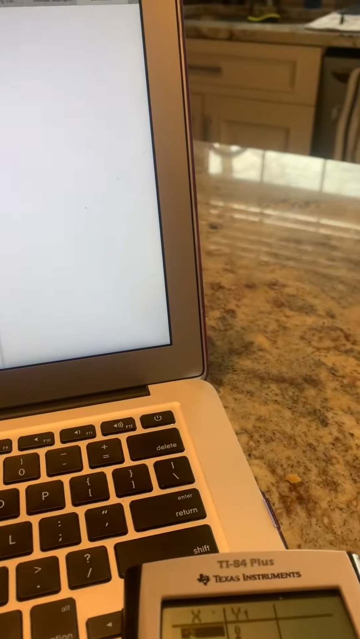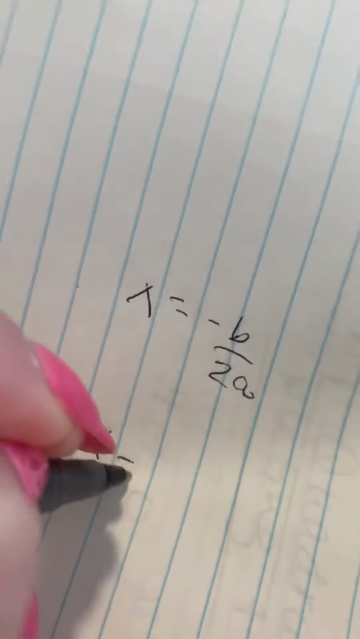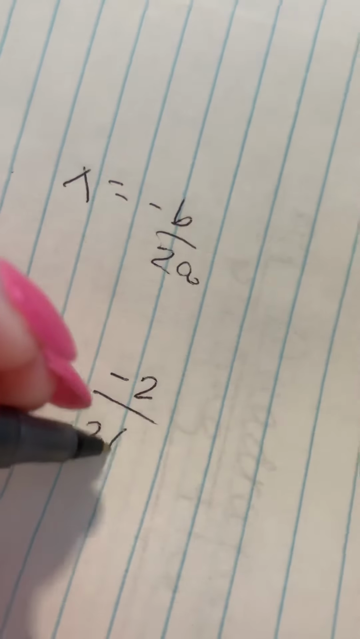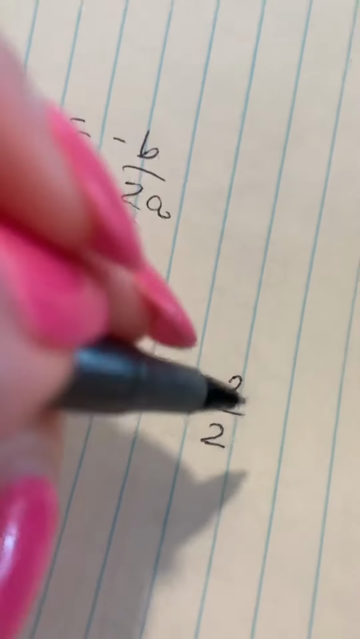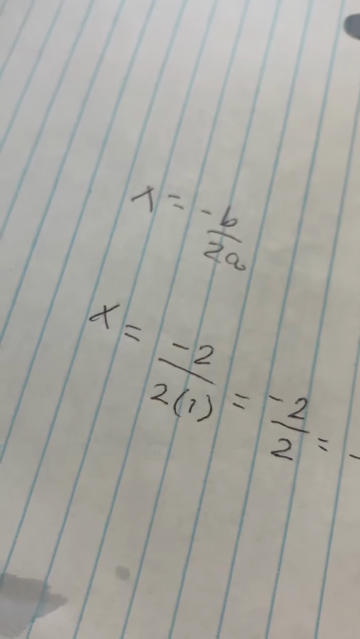What we can also do, let me get some scrap paper, is find the axis of symmetry, and that will tell us the x-coordinate of the vertex. So remember, the axis of symmetry is x equals negative b over 2a. So it's the opposite of b. So b is 2, so negative 2, over 2 times a. a is 1. So negative 2 divided by 2 times 1 would give us negative 1. So negative 1 is going to be the x-coordinate.